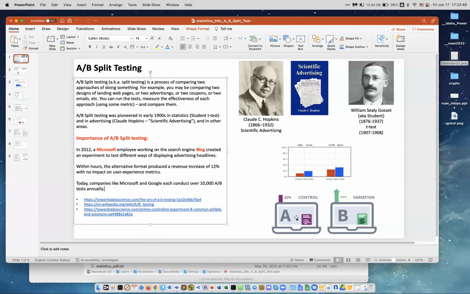So usually, let's say we're talking about web page. We have one page which was already tested well, and it's called control. And then you try to make some variation of this test page, change something, and then you compare them. A/B split test.